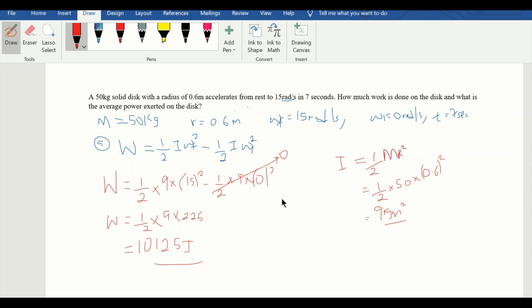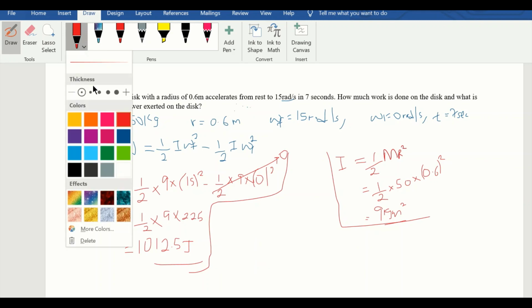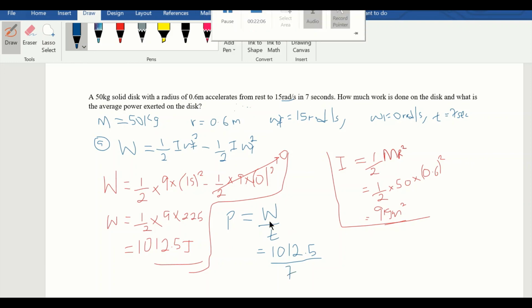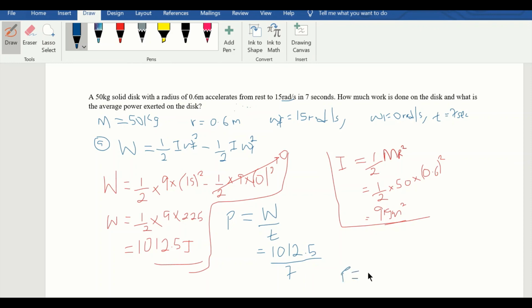From this, I can find my power. To find the power, we use the formula. So I can say power is equal to work done over time. And my work done is 1012.5. So I can write 1012.5 divide by time. My time is 7 seconds. So our final answer is power is equal to 144.64 watts. So that is our final answer.